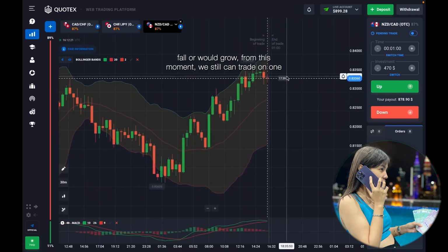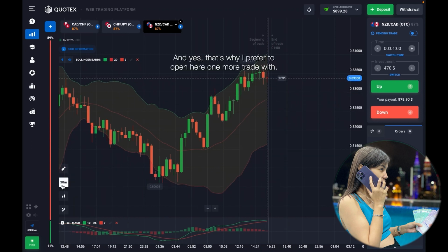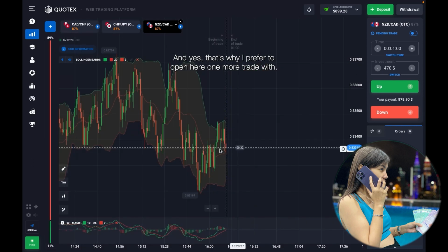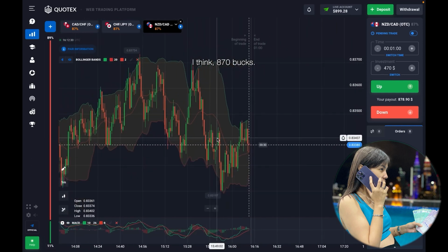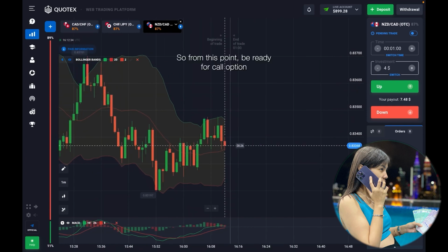I can still trade on the 1 minute time frame with this volatility. And yes, that's why I prefer to open one more trade here with, I think, 870 bucks. Why not? From this point, be ready for collapse right now.